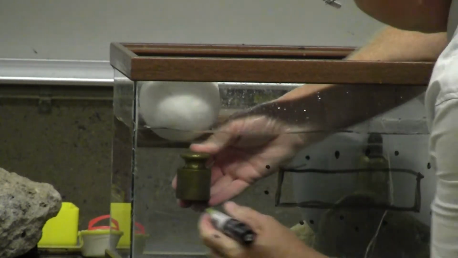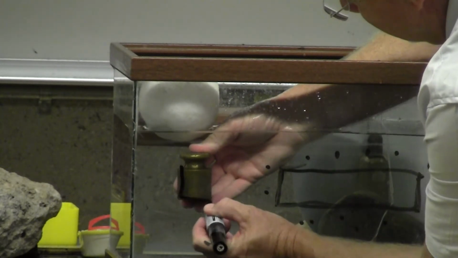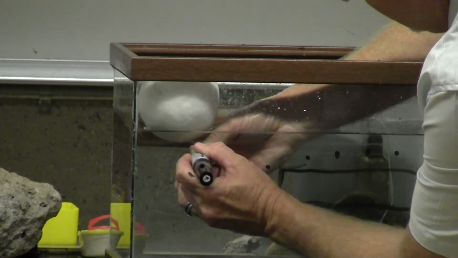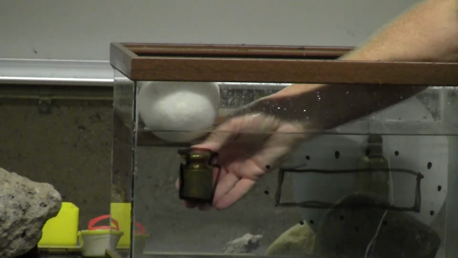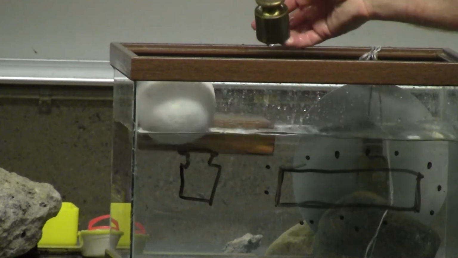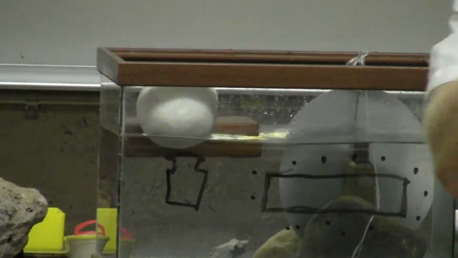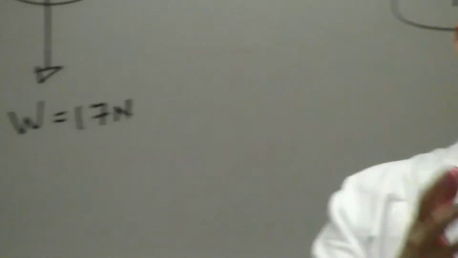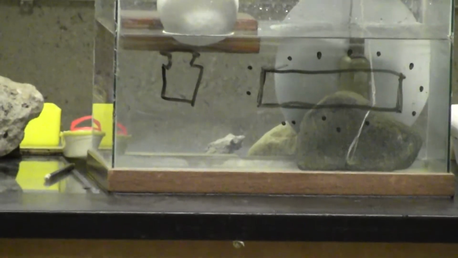off. And so if I make a little outline of my piece of brass here, I would say that the upward buoyant force on this piece of brass is equal to the weight. It's as if this thing was made out of water. It is equal to the weight of the water displaced.